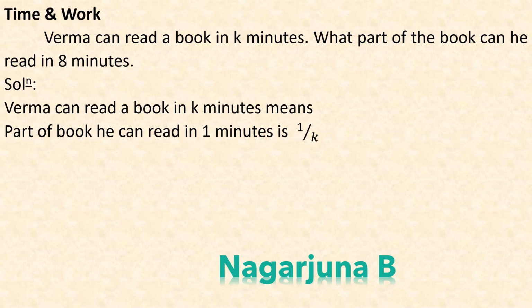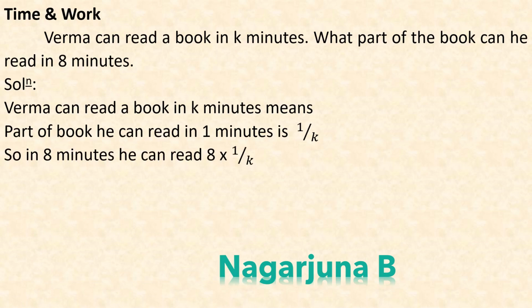So they have asked what part of book can he read in 8 minutes. Therefore, in 8 minutes he can read 8 into 1 by K, because in 1 minute he will be reading 1 by K part of a book. So 8 into 1 by K will be 8 by K. Therefore 8 by K is the answer. That is 8 by K part of a book can be read by Verma in 8 minutes.